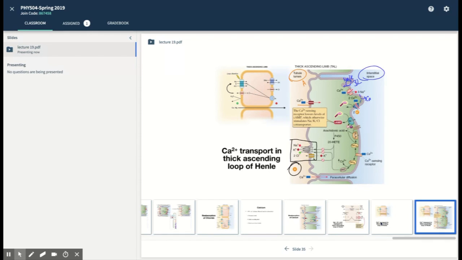So that functions to inhibit these if you have sufficient amounts of calcium already in the body. If you don't, what do you want to do? You want these to continue to function. So this will help to shut off if you have enough calcium showing up outside, in the interstitial space.